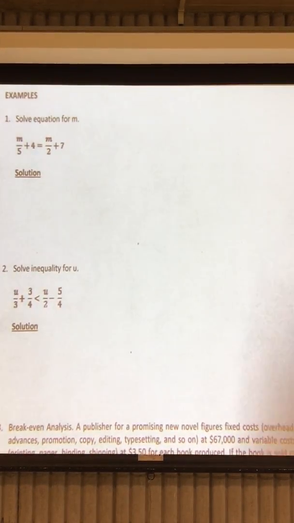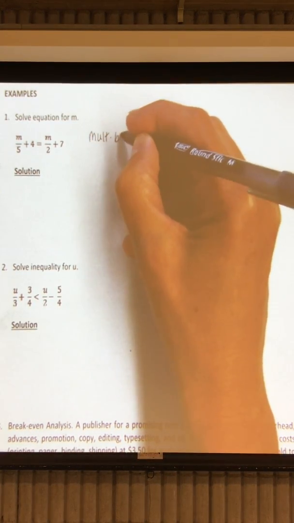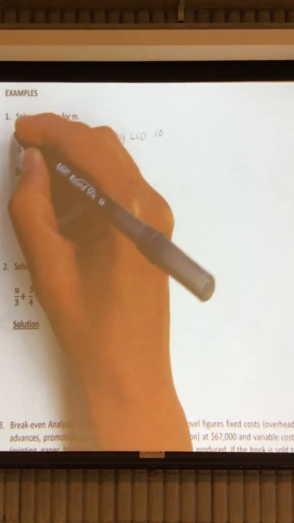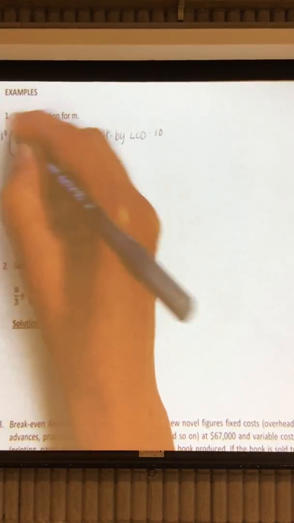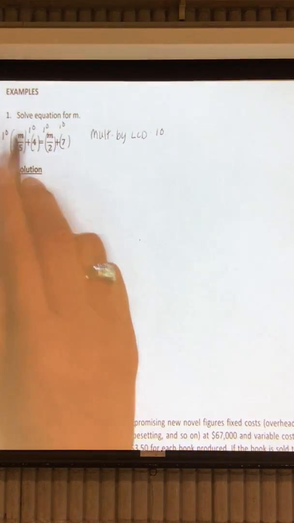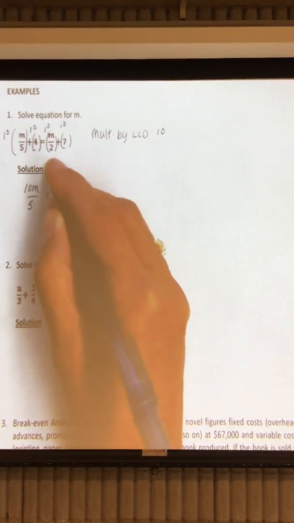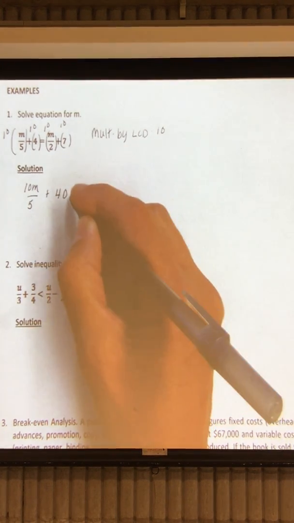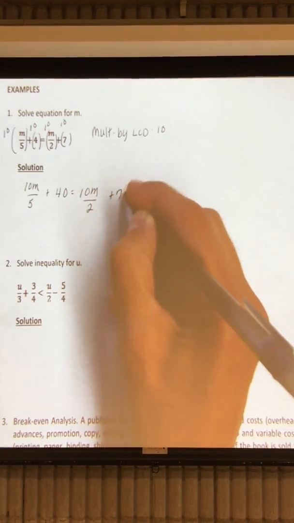So first step is you want to multiply all terms by your LCD. And your LCD here is 10. So we're multiplying all terms by 10. So when we do that, we're multiplying the 10 times the m divided by 5 plus 10 times 4, which is 40, is equal to 10 times m divided by 2 plus 70.